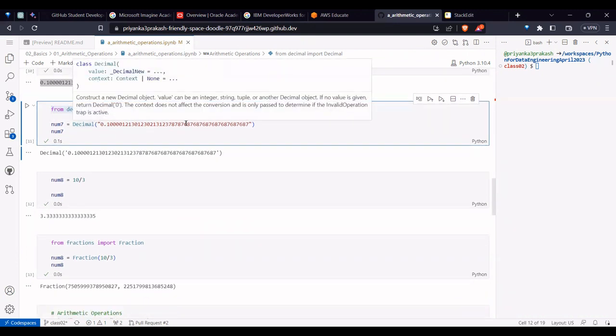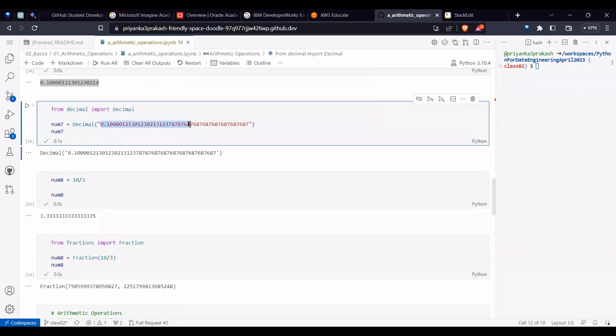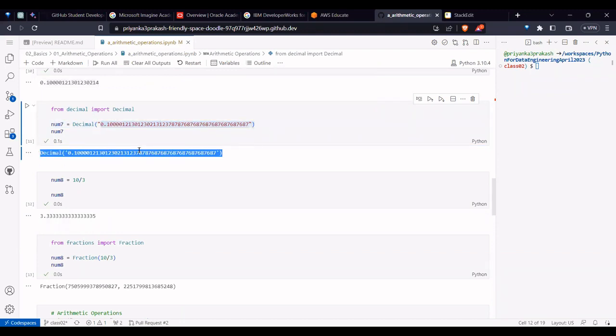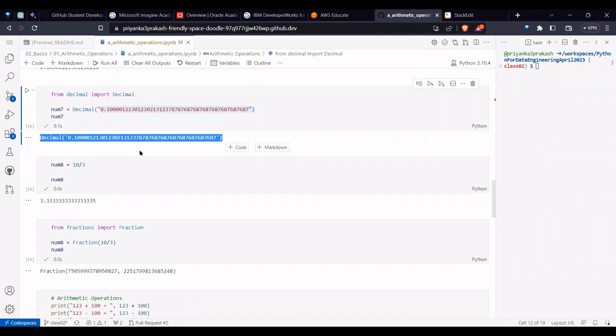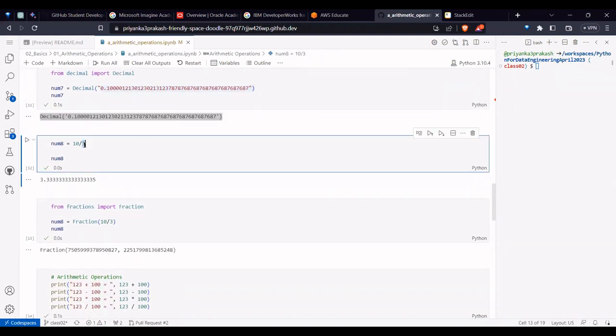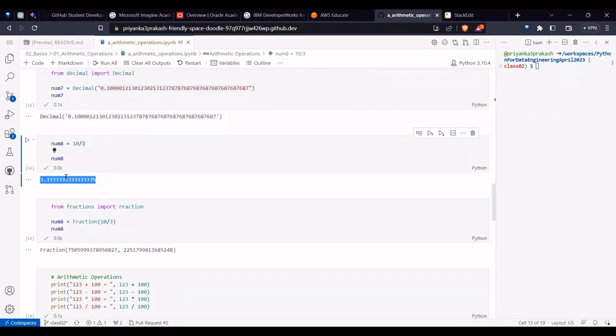The point is, if you give any number, you should pass it as a string. That's one thing. If you pass it, it will retain the value like that. And similarly, if you want to retain fractional values, why are fractional values needed? Generally, if you do 10 by 3, it's not exactly 3.333.